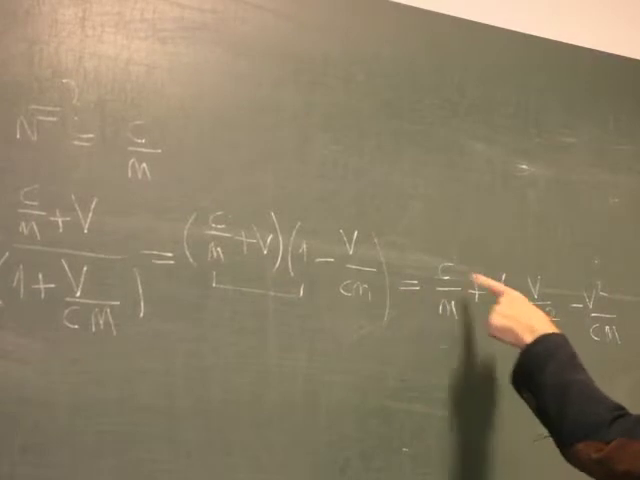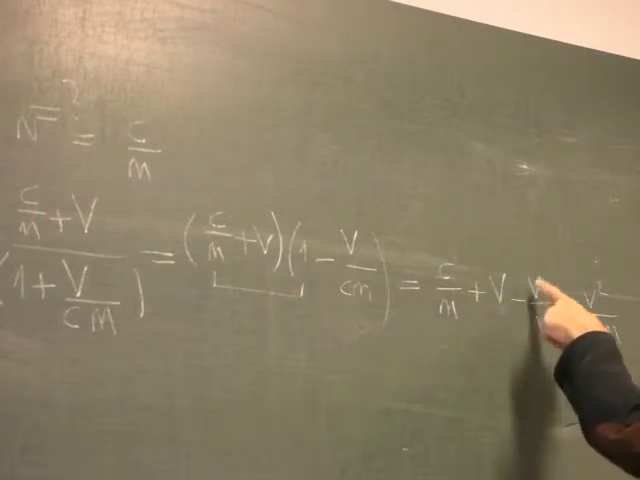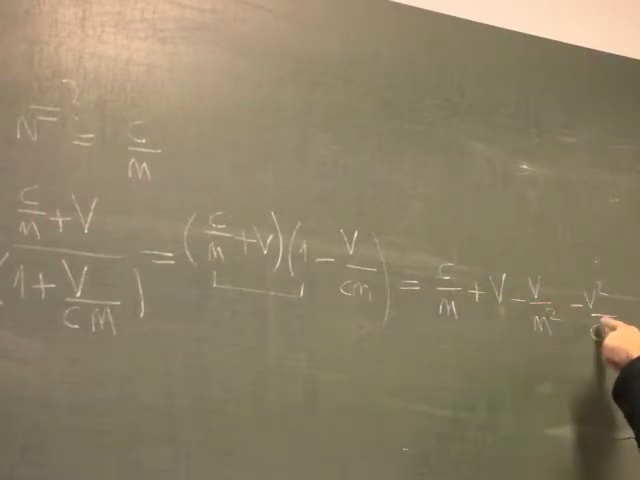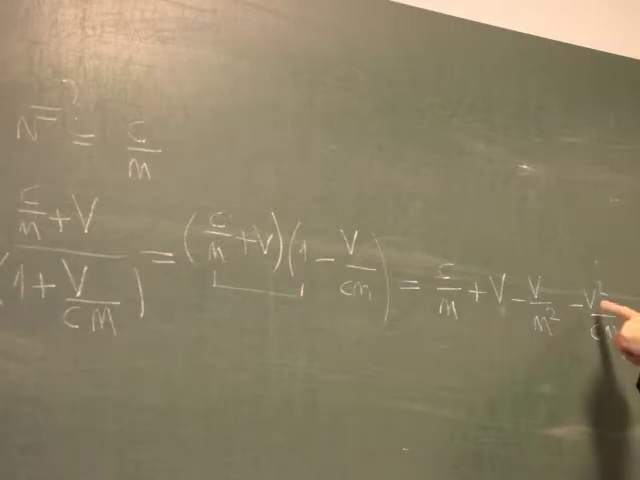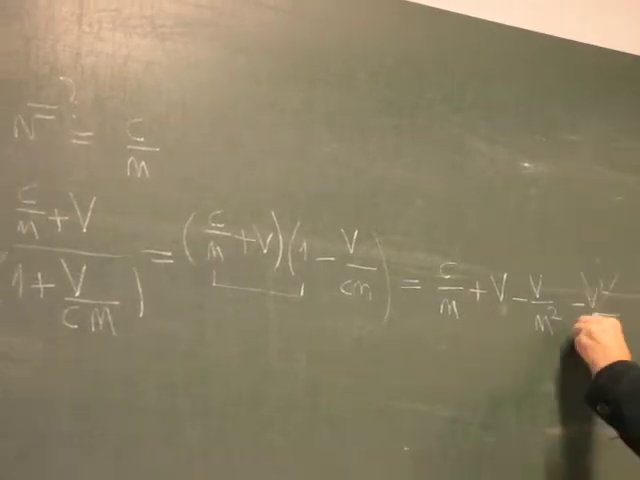Well, this is already smaller than c. This is also of the order of v. And this is v times v over c. Yeah, so it's a second order term, so that in principle we may neglect.